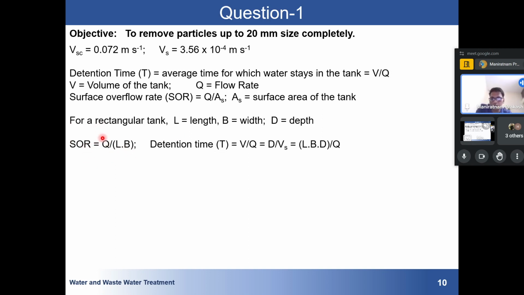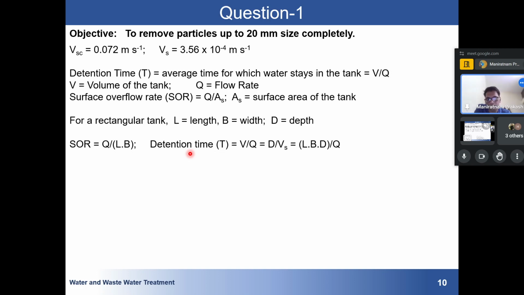Q will also be known to you, because when we are supplying water to our sedimentation tank, we know at what flow rate water is entering our settling zone. So from here we will try to find the length and breadth, that is, the area of our sedimentation tank. And the detention time controls for how much time I want my water to stay in the settling zone.